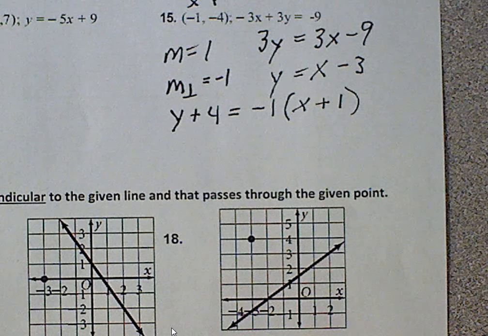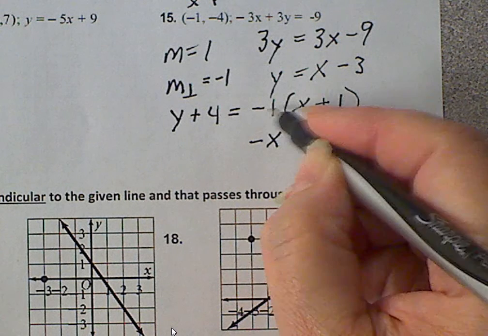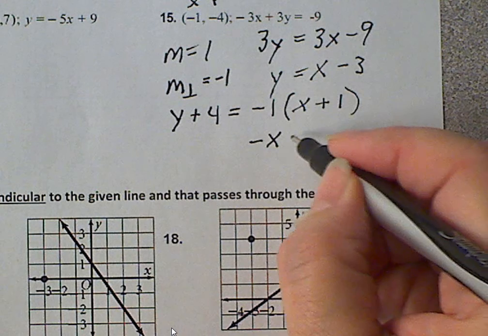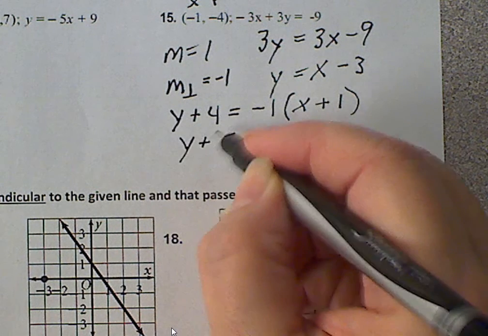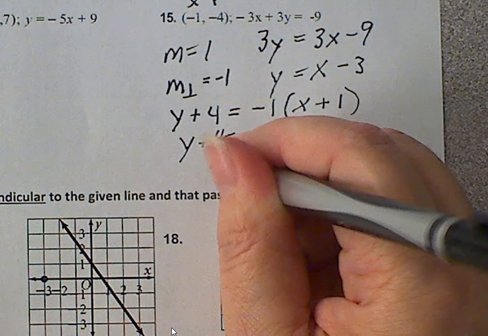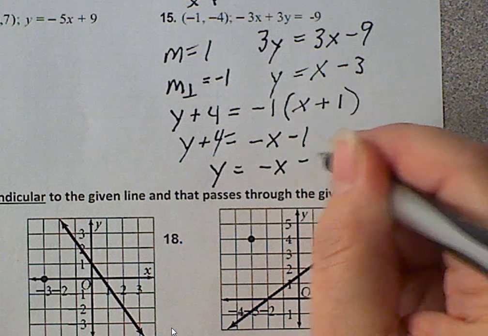Distribute. So negative 1 times x is negative x. Negative 1 times 1 is negative 1. And the last step is minus 4. So I have y is equal to a negative x minus 5.